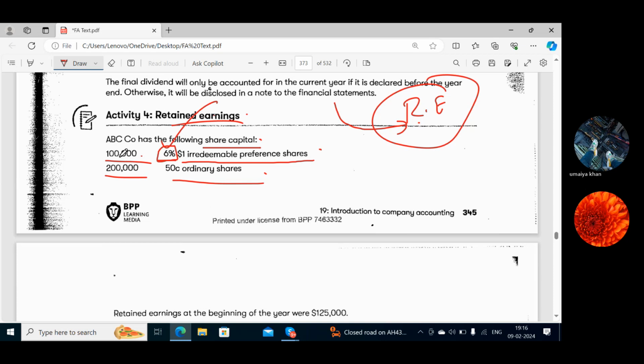Okay, so if you see here, 1 lakh into $1, so it is $100,000 worth of preference share capital. Out of this, 6% will be given as dividends. So that is $6,000, right? Now, there are 200,000 ordinary shares, and 50 cents is the value of each ordinary share. So the capital is $100,000. All right.